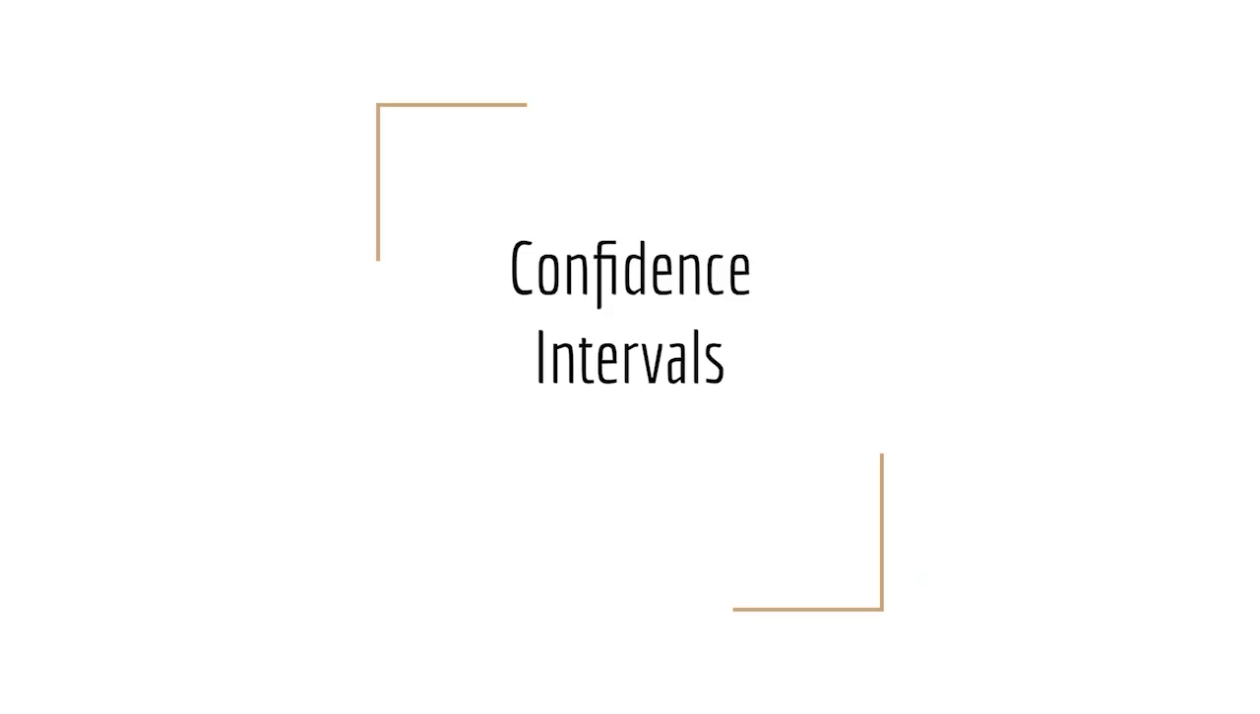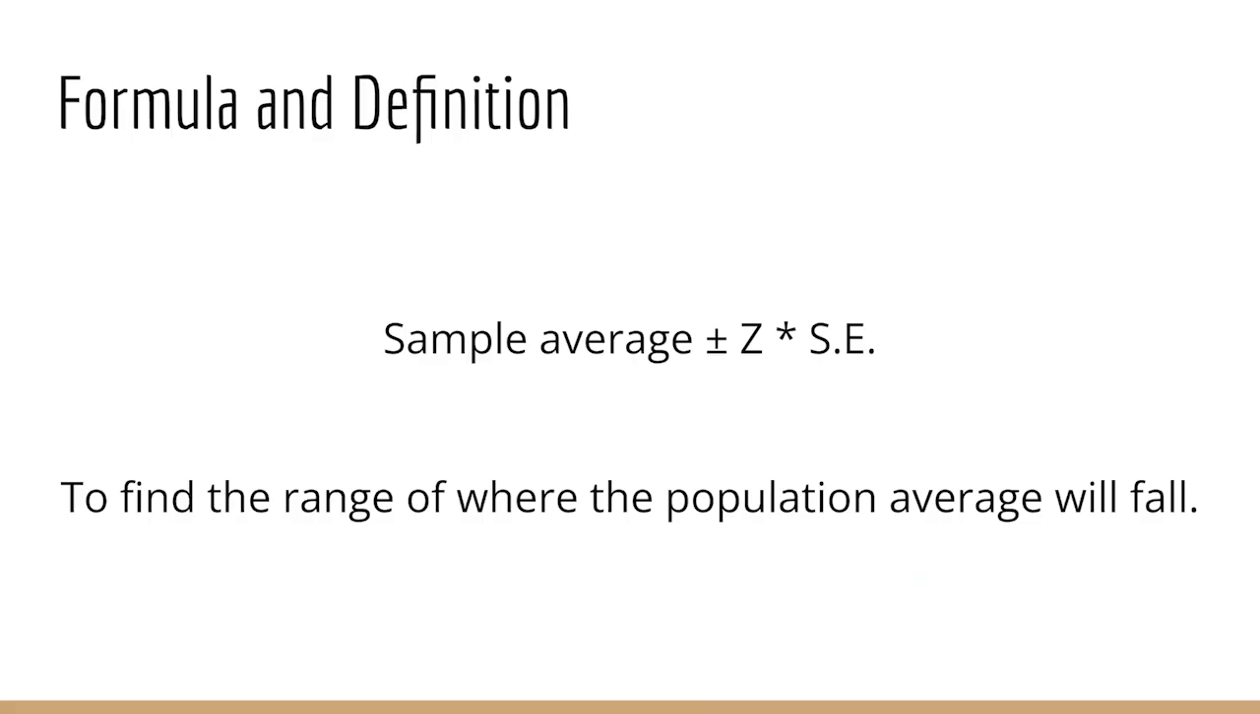In this video, we will be learning to construct a confidence interval and interpret it. The formula for a confidence interval is the sample average plus or minus the z-score times the standard error. And we are finding the range where the population average will fall based on our sample.